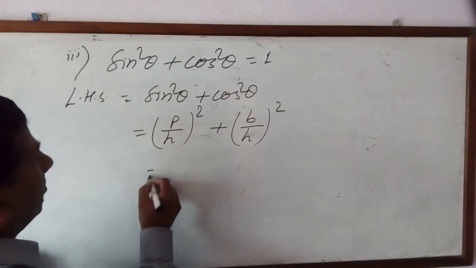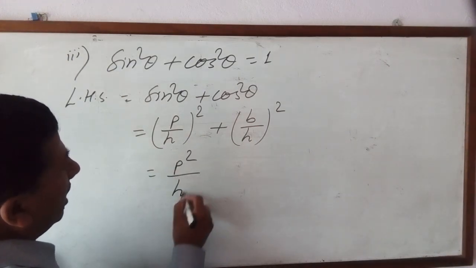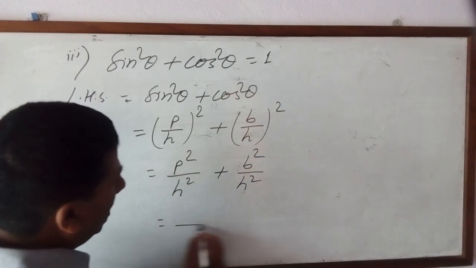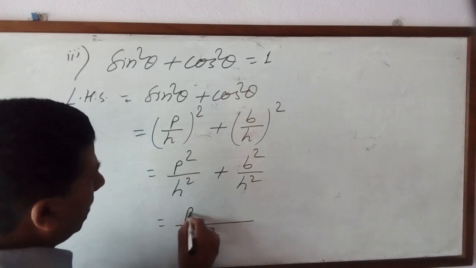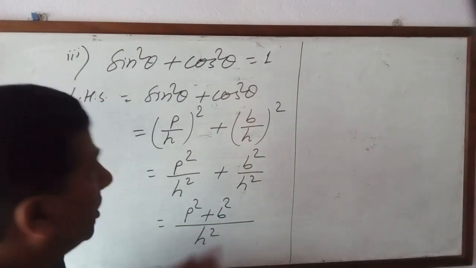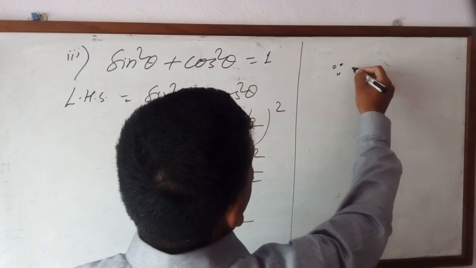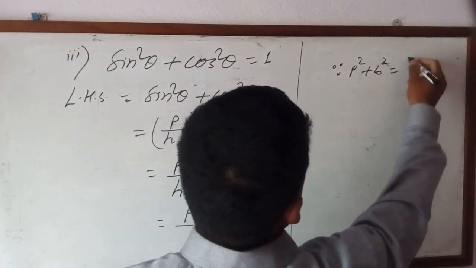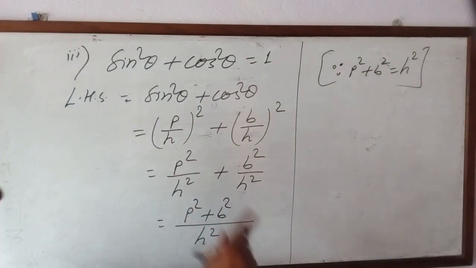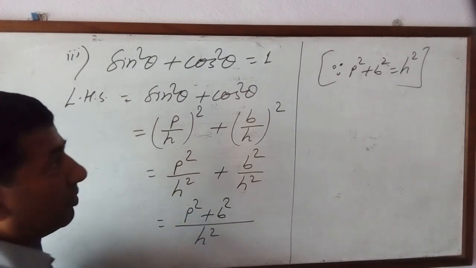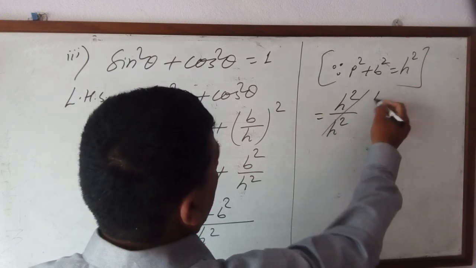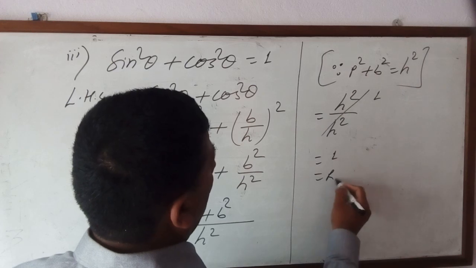Now remove the bracket. It will be p square by h square, and b square by h square. Take LCM. LCM will be h square, and p square plus b square. Now p square plus b square: since p square plus b square equals h square, this is the Pythagoras relation. In place of p square plus b square, we can write h square, and h square over h square cancel, giving 1 equals RHS.